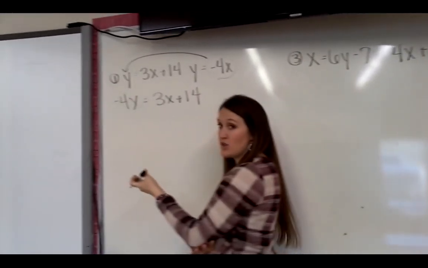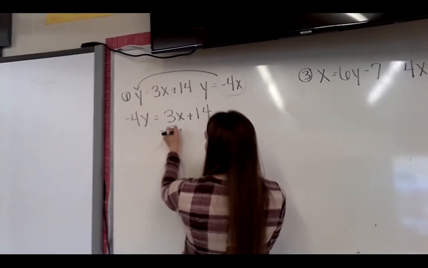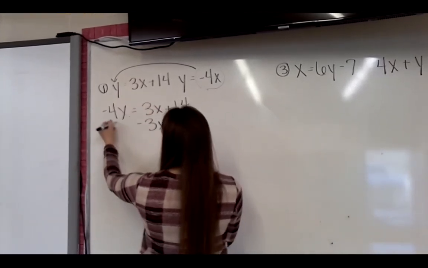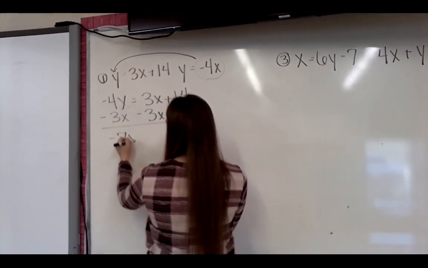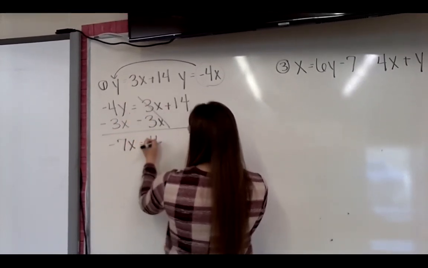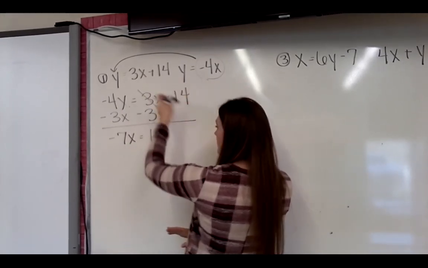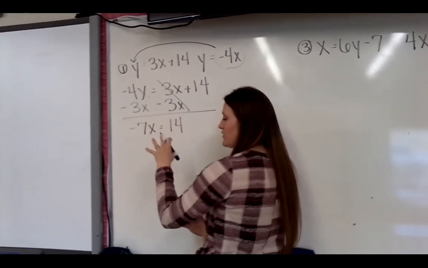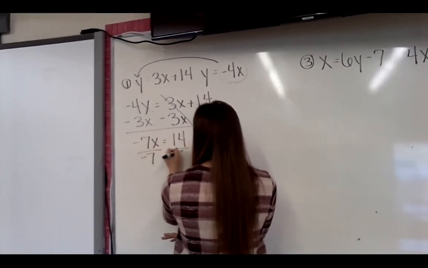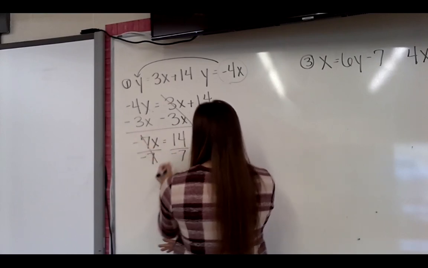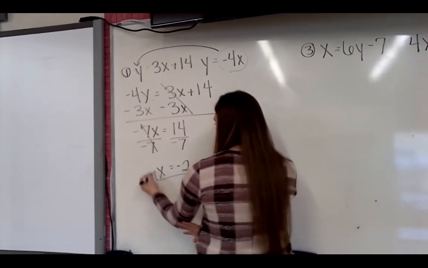Now I'm solving for x. I have to get them together. I'm not dividing here because I'm trying to move the whole thing to the other side. Negative 4x minus 3x is negative 7x. So I now have negative 7x equals 14. If you started the other way, that's okay. It's still going to give you the same final answers. Now I divide by negative 7. 14 divided by negative 7 is negative 2. So I have my x.